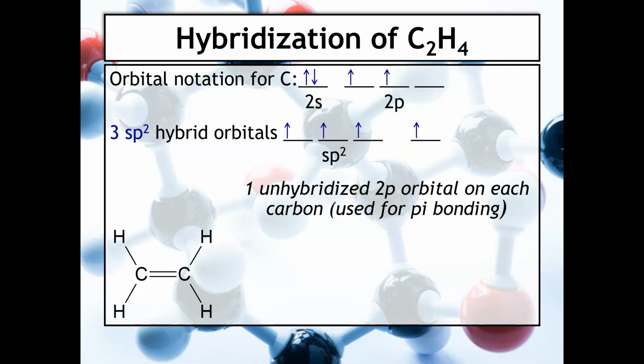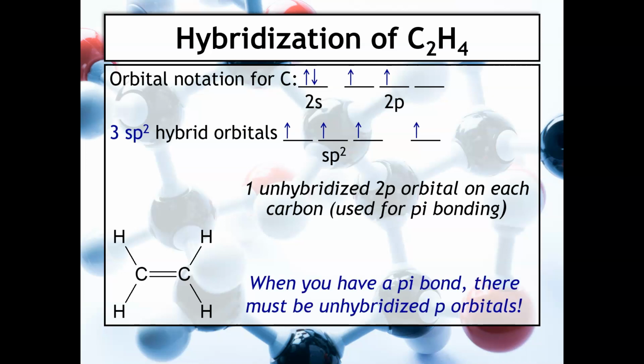So there's an unhybridized 2p orbital on each carbon, and this is what is used for the pi bond in that double bond. So if you have a double bond, there's always going to be one unhybridized p orbital so that it can make that pi bond. So you might want to make a note of this in your notes. When you have a pi bond, there must be unhybridized p orbitals. If this were a triple bond, then you would have 2 unhybridized p orbitals.